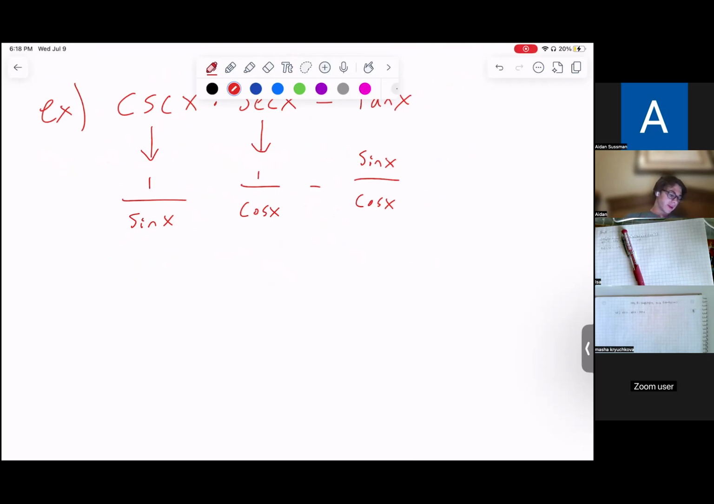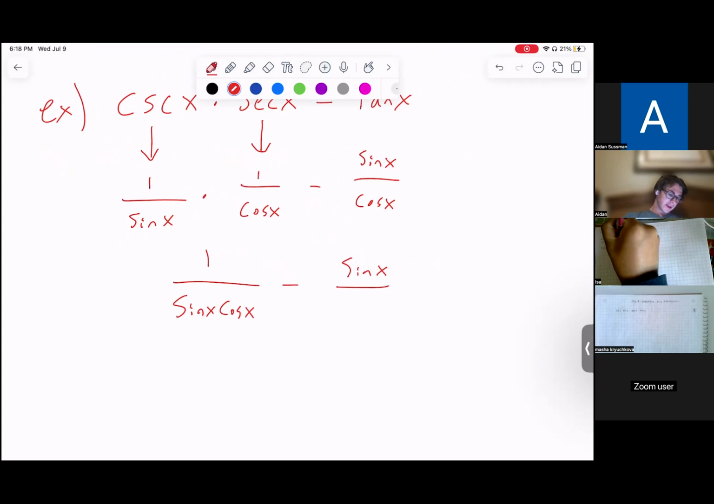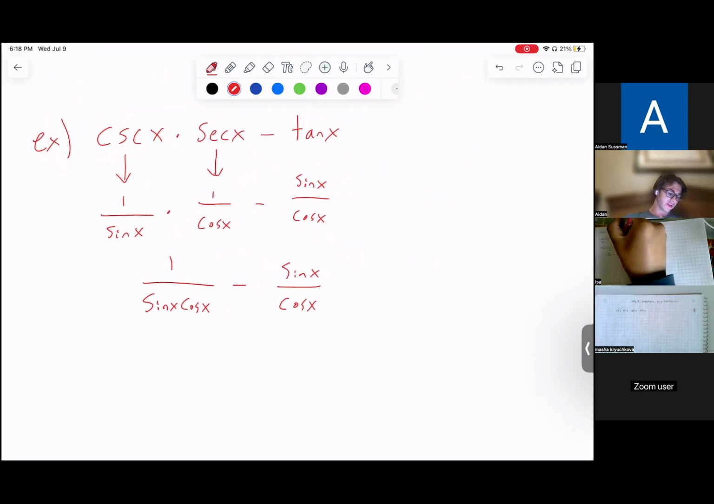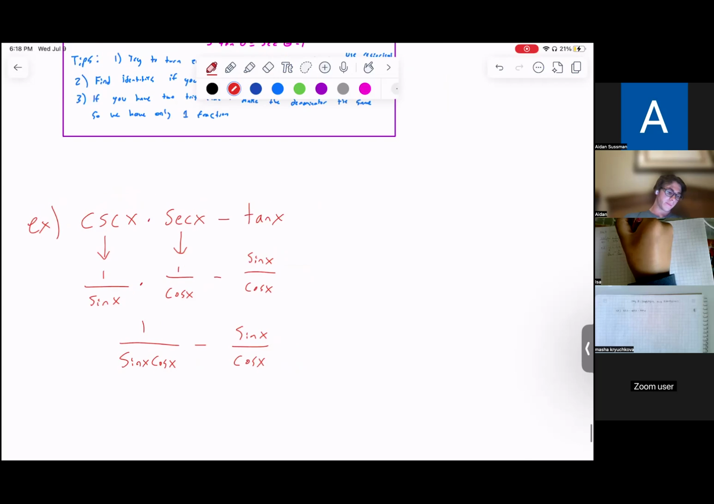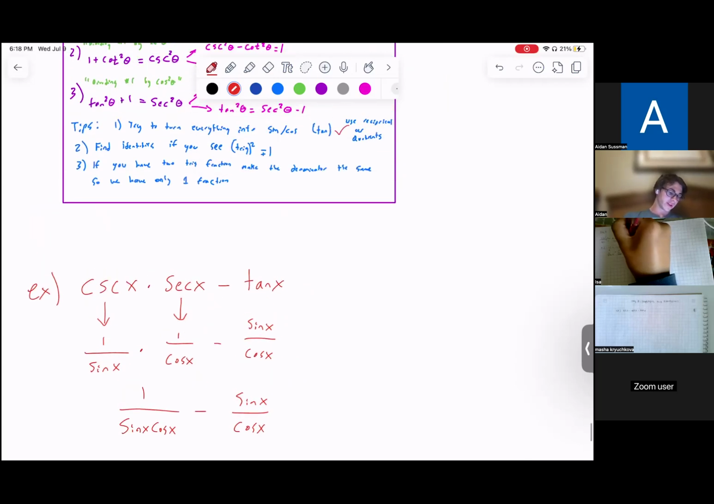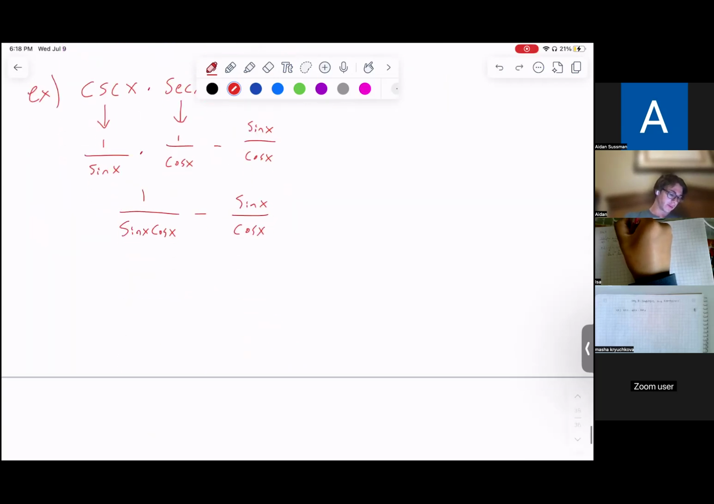And now here's the new thing that we were talking about. This is going to be step 3. So first what I'm going to do is I'm just going to multiply these together because that's what it says to do. So that's sine of x times cosine of x minus sine of x over cosine of x. And guess what? I don't really see anything I can do yet for step 1 or step 2. But step 3 tells me, well, guess what?